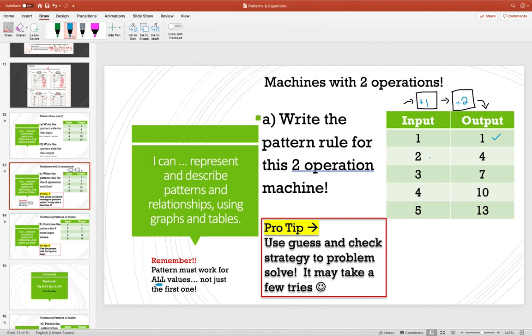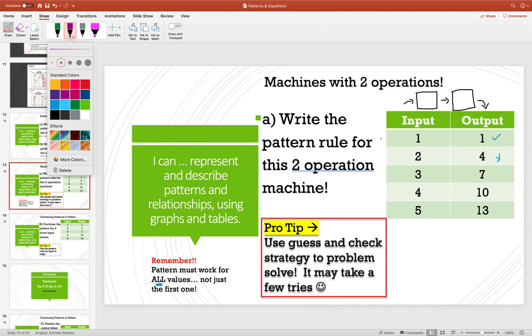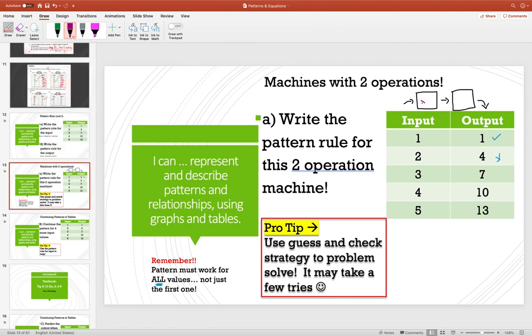Let's see again if my theory works. 2 plus 1 is 3. 3 divided by 2, does that give us 4? Nope, does not work. So this is not the correct answer. So then I'm gonna have to erase it. That's part of it. All right, next, let's try something else. Maybe I want to do times by something first. What if I did times by 2, and then I did maybe subtract by 1.